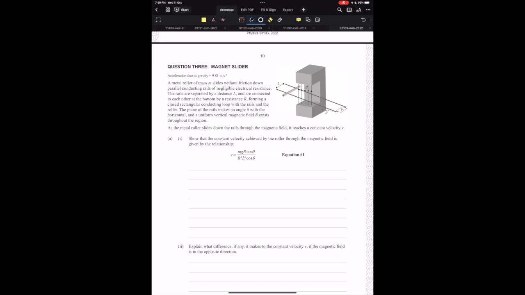The rails are separated by a distance L and are connected to each other at the bottom by a resistance R, forming a closed rectangular conducting loop with the rails and the roller. The plane of the rails makes an angle theta with the horizontal, and a uniform vertical magnetic field B exists throughout the region. As the metal roller slides down the rails through the magnetic field, it reaches a constant velocity v. Show that the constant velocity achieved by the roller through the magnetic field is given by the relationship v equals, and so on.